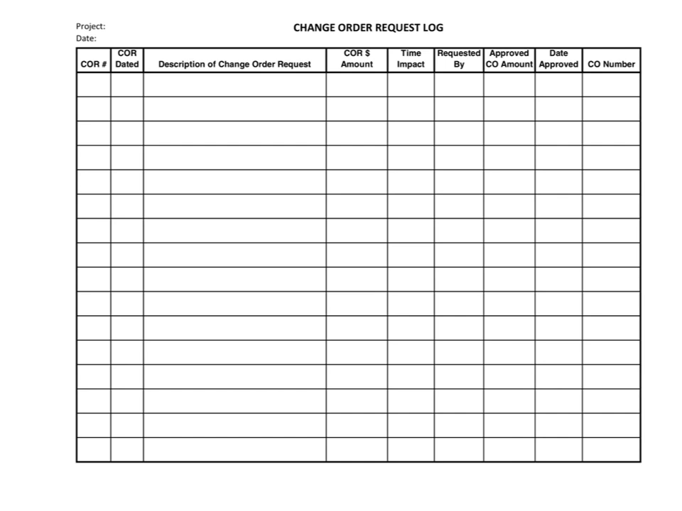Now these logs can come in many different shapes and forms, and many of them have different columns of information included. For instance, some will include a column for change order approved and then one for change order rejected. But in this simple example, under the date approved column, you could just simply insert rejected if the change order request was rejected.